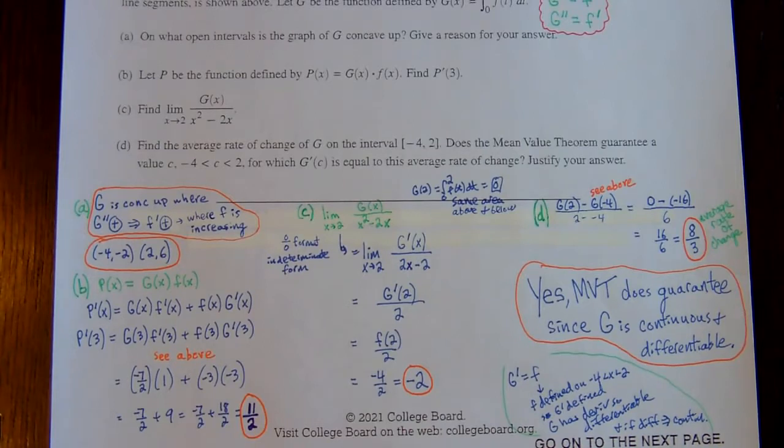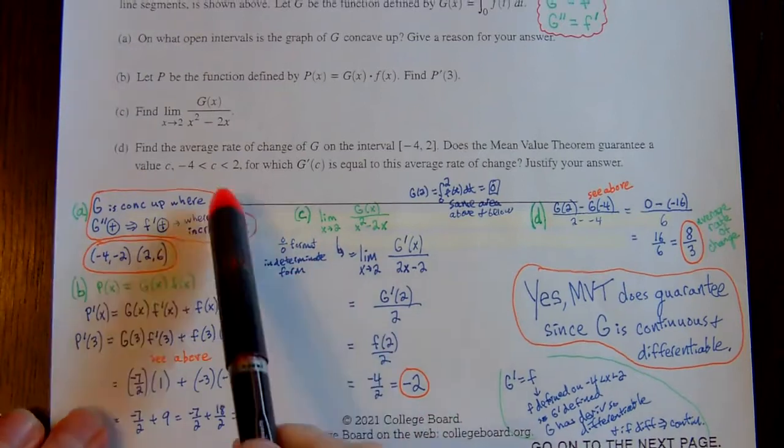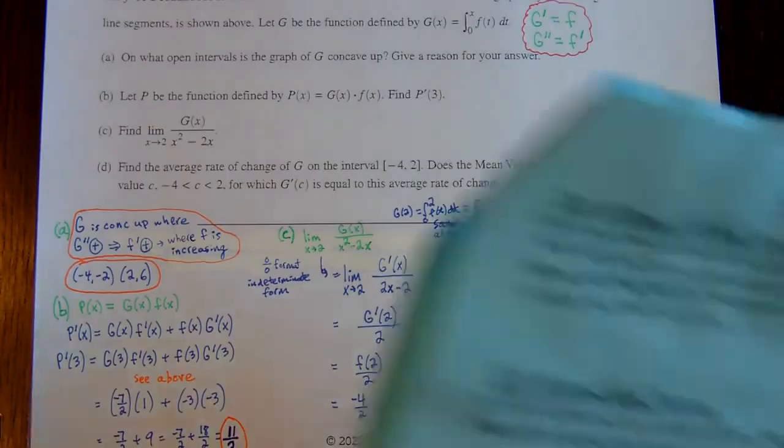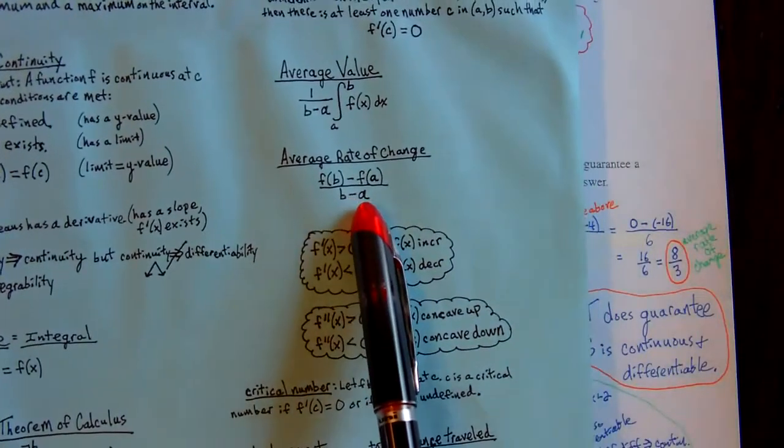All right. Part D with the theorem problem, it wants us to first find the average rate of change. All right. So remember from your blue packet, your average rate of change is just your slope formula.